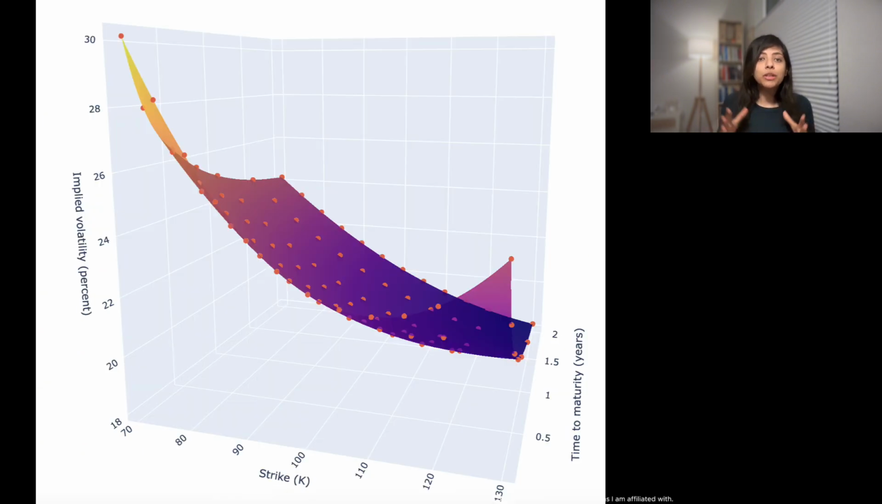When you put both of these patterns together, strikes on one axis and maturities on another axis, you get a volatility surface. So the volatility surface exists because the market itself is telling you that volatility is different in different places. The surface is literally the market's way of pricing uncertainty differently depending on where you look.